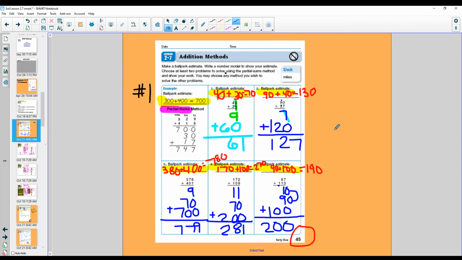Third graders, partial sums was something you learned in second grade. Hopefully it's not new for you. Remember, the most important thing is that you know how to add and get the correct answer.